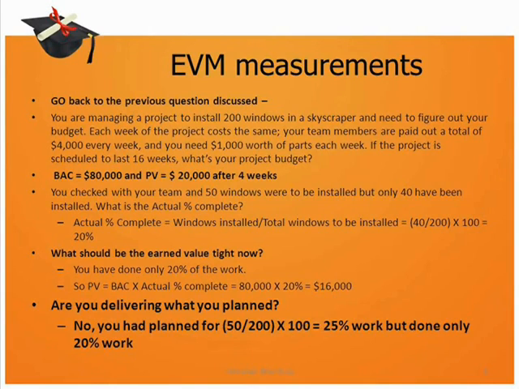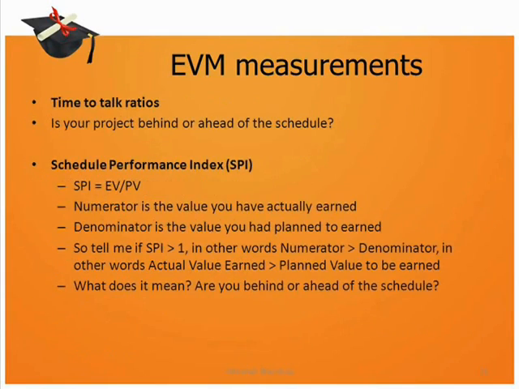Let us use the number of windows as data to find out why we are not delivering what we planned. As per the question, we were supposed to install 50 windows, but we have installed only 40. So the planned percentage complete was 50 upon 200, which as a percentage is 25%, whereas the actual work done is 40 upon 200, which as a percentage is 20%. Hence we can say that we are not delivering what we have planned.